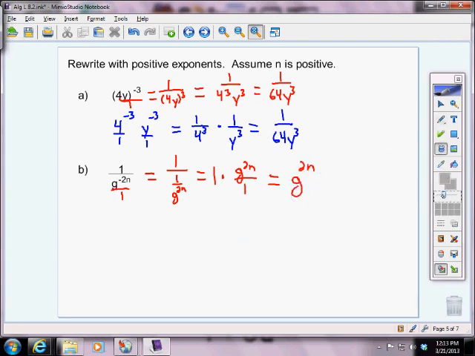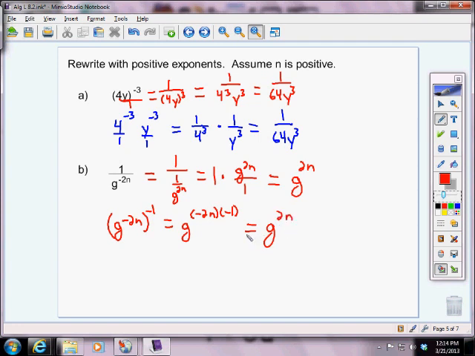Another way to look at this, because there is a 1 already on top, it's kind of like working backwards. I could rewrite this as g to the negative 2n raised to the negative 1 from here to here. Because again, if I was given this problem originally, I would take the reciprocal of it. Now we have a power raised to another power. That means I can multiply negative 2n times a negative 1. When you multiply that together, you get g to the positive 2n.